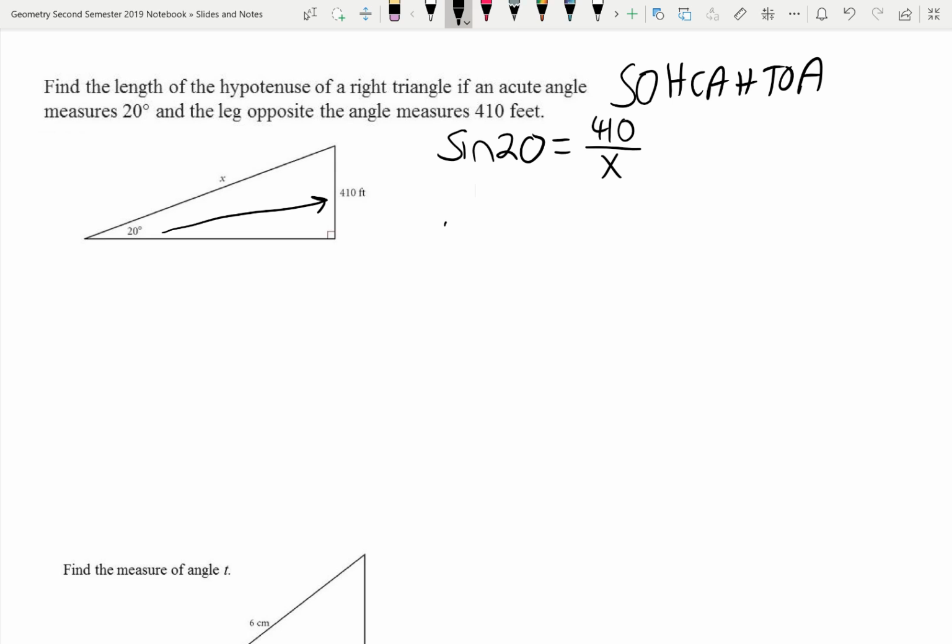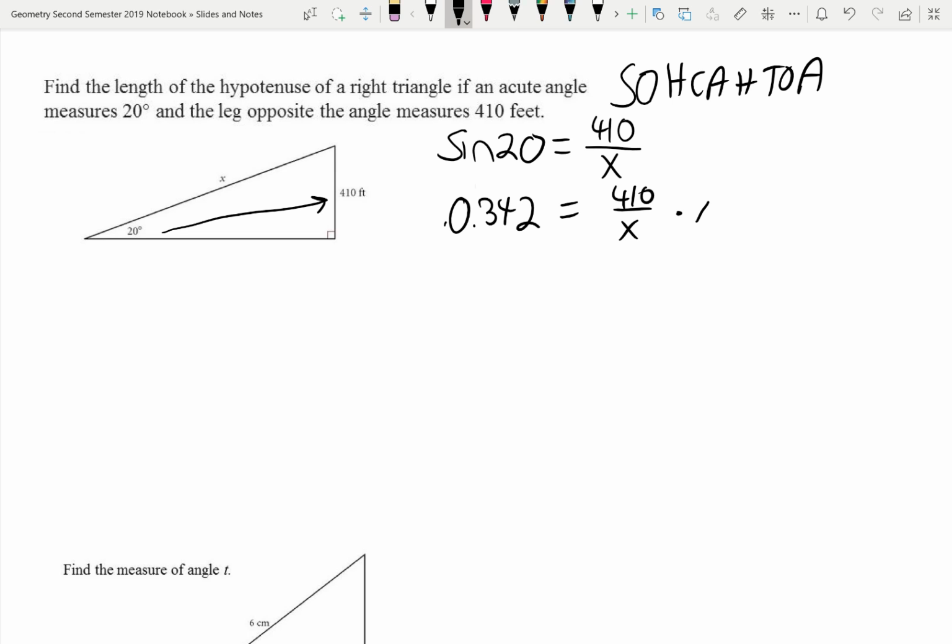So if I put in sine of 20 into my calculator, I will get 0.342 equals 410 over x. And 0.342 is the ratio of two sides of this triangle. So now what I can do is solve for x.